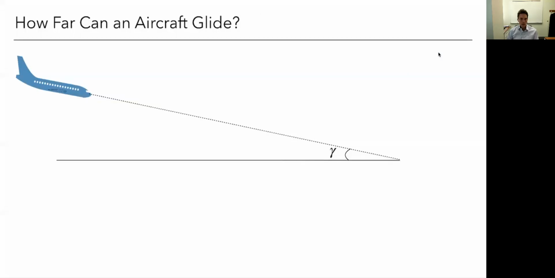We're just going to jump right back in. We were talking about performance, specifically range, and a little bit about endurance. We're going to talk about a few more performance aspects relating to climb and descent and turning.